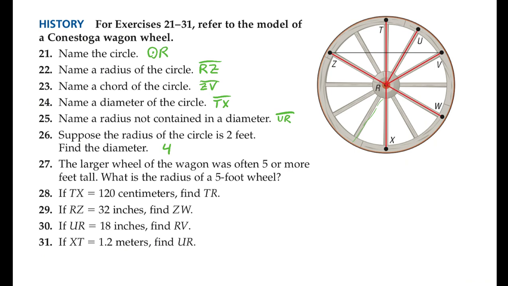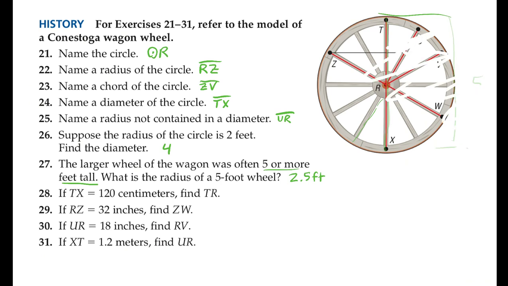The larger wheel of the wagon was often 5 or more feet tall. Whoa. What is the radius of a 5-foot wheel? Well, if it was that feet tall, that's talking about the diameter here. So if that's a total of 5 diameter, then we just divide it by 2 and we get 2.5 foot.